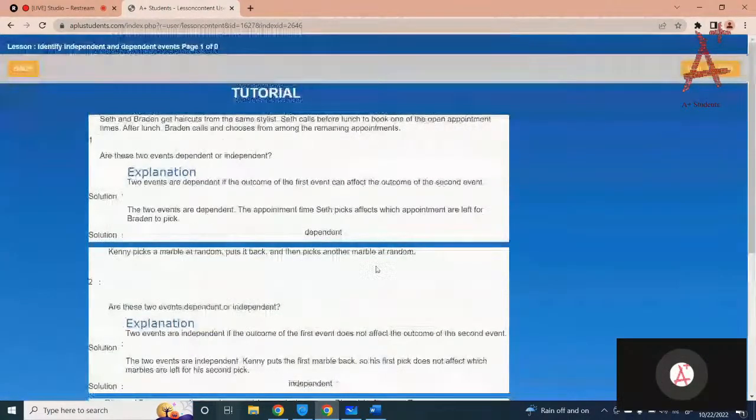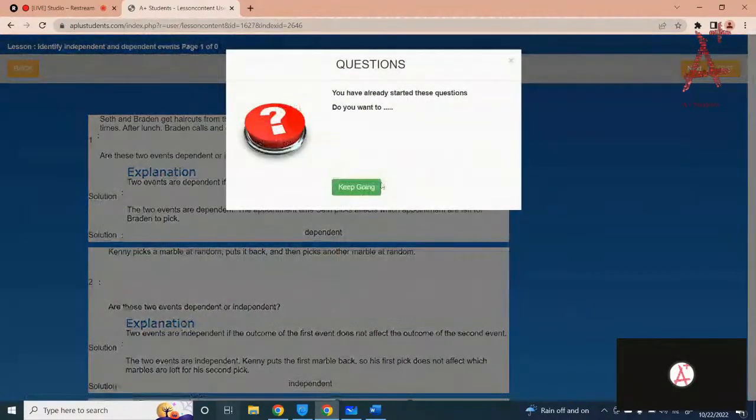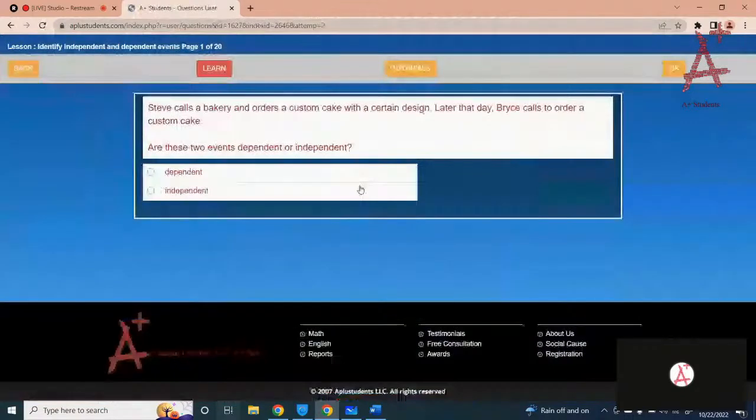Okay, let's start with the test questions. Steve calls a bakery and orders a custom cake with a certain design. Later, Bryce calls to order a custom cake. So are these events dependent or independent? The events are independent because they both selected their own cake. Got it? Their outcomes don't depend on each other. They are independent. Got it?